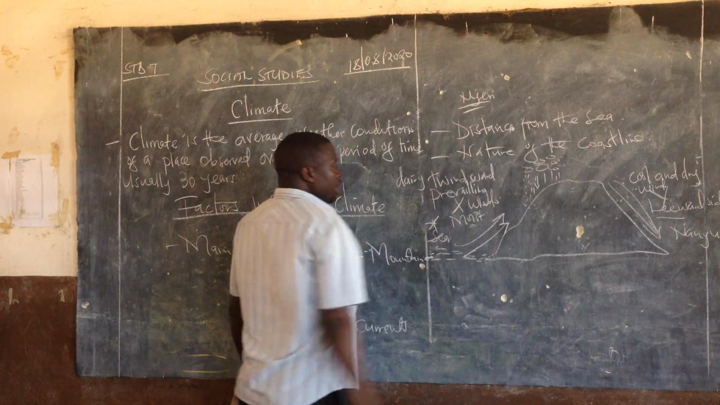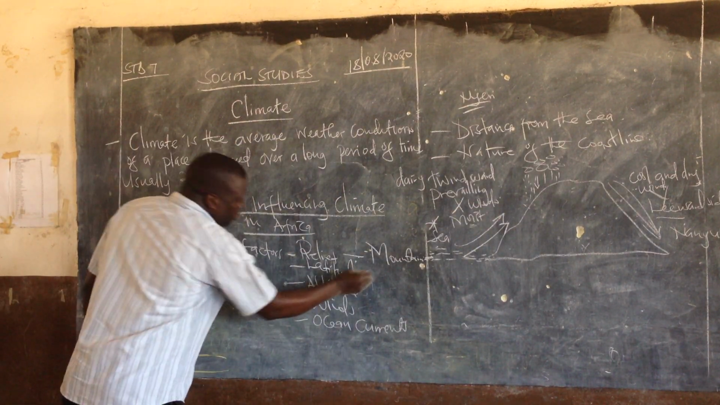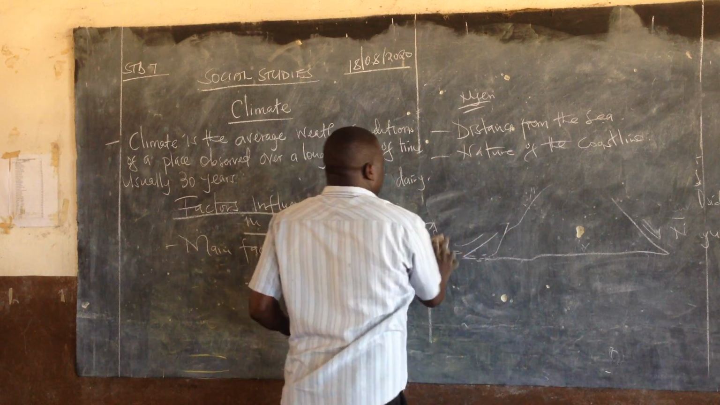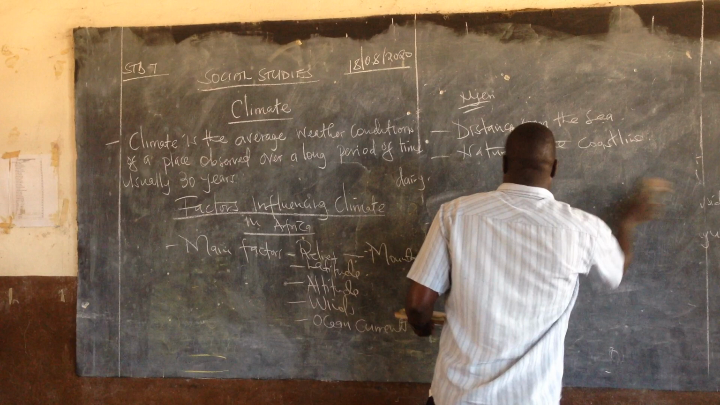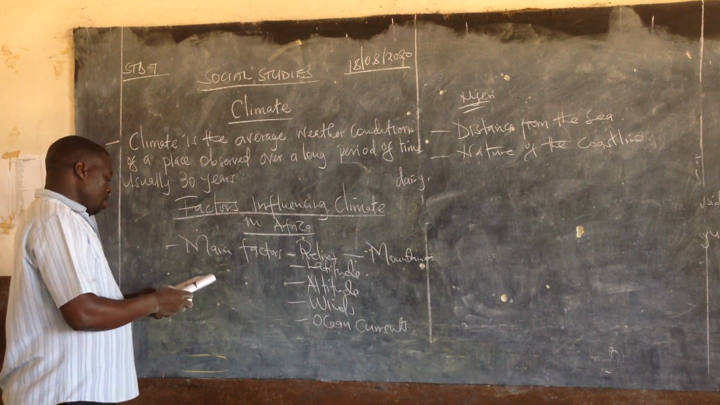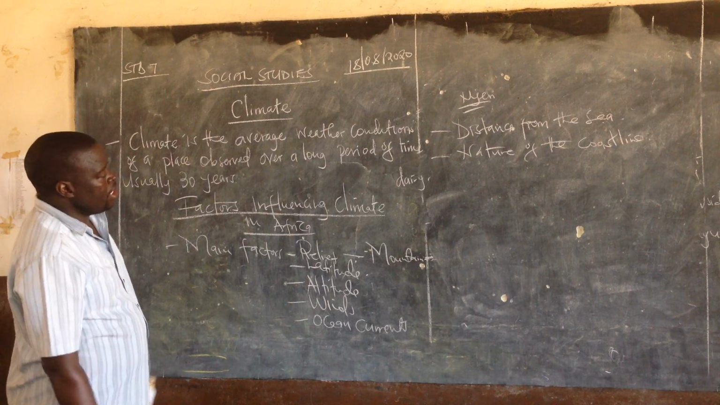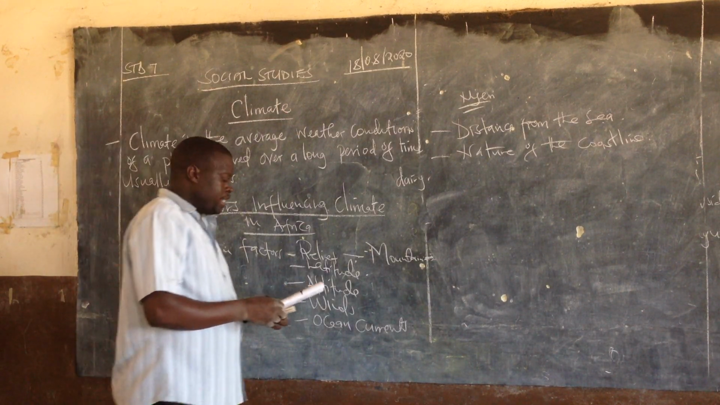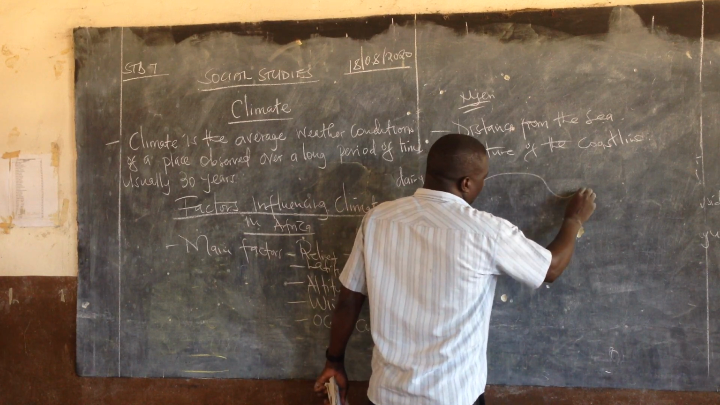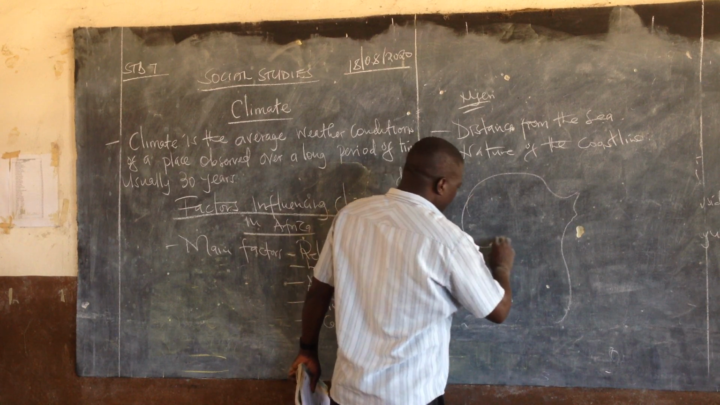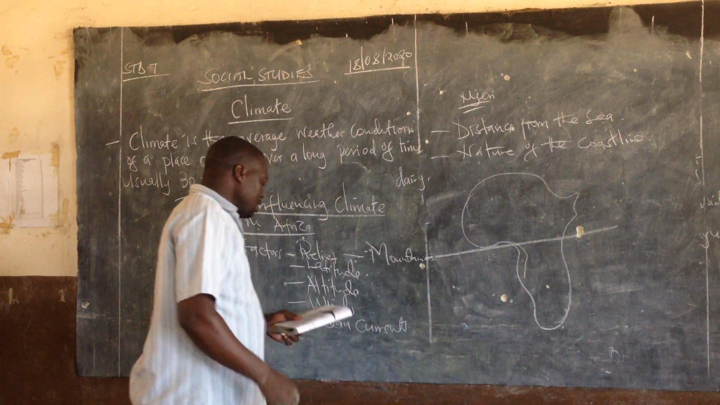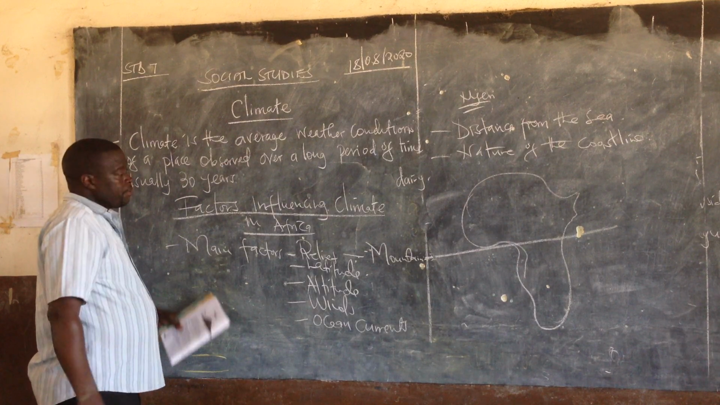Then factor number 2, that is the latitude. Now, how does latitude affect climate? How does it influence climate? When you talk of latitude, latitude refers to the distance from the equator. Remember, we have the major lines. We are talking of the equator. When we sketch the map of Africa, we have our equator there. So we are saying that latitude is the distance from the equator.